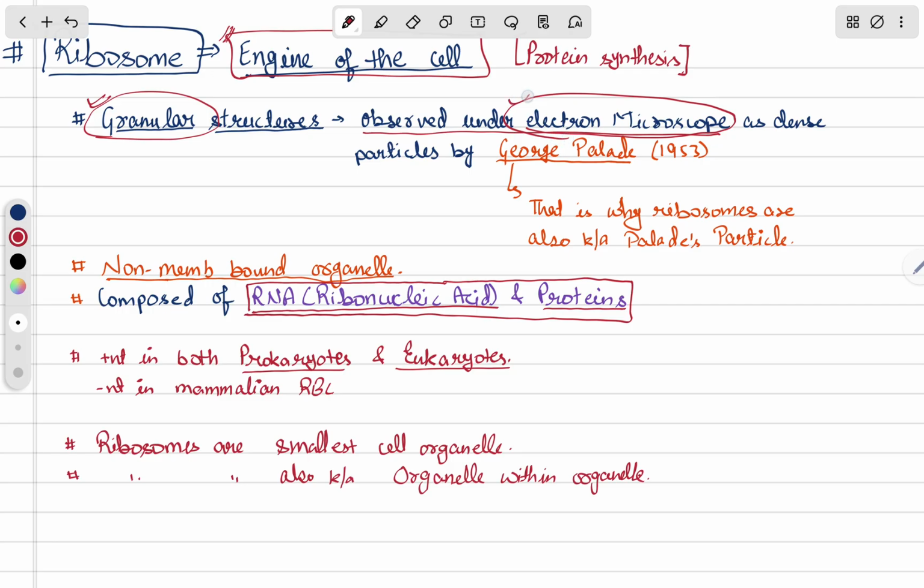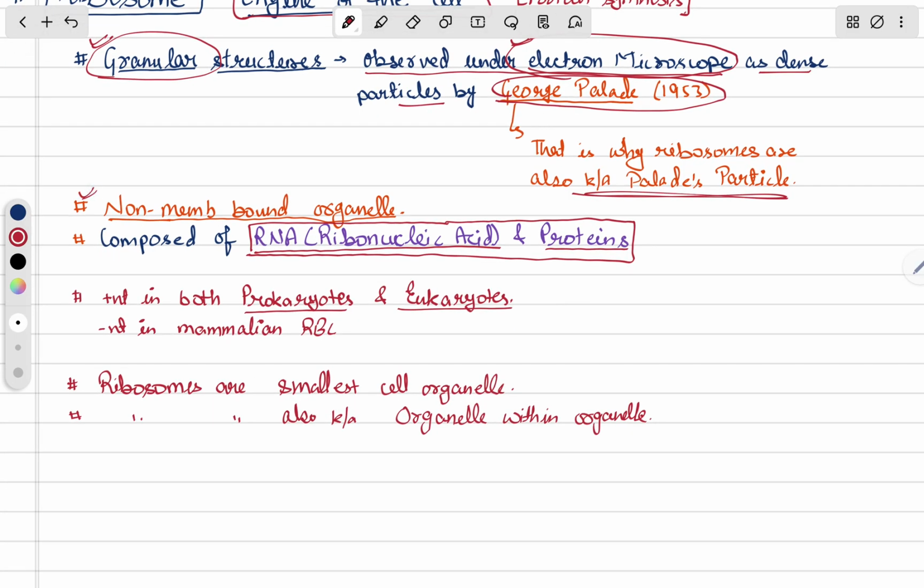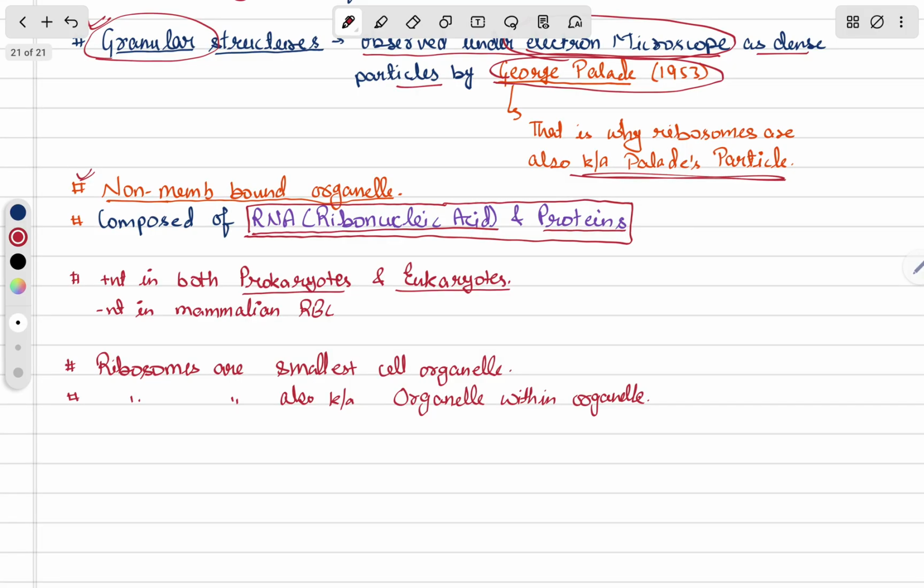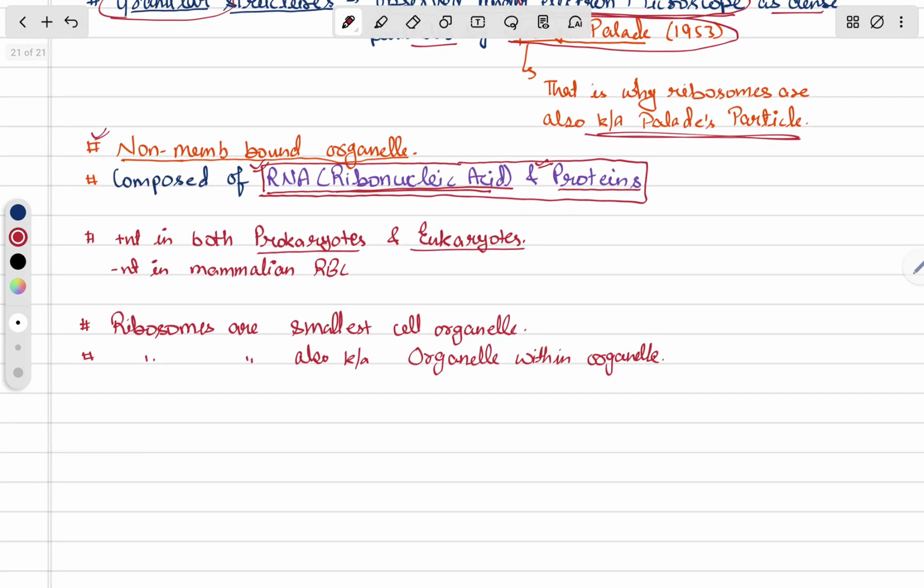They are observed under electron microscope as dense particles. These were first observed by George Palade, hence they are also known as Palade's particles, right? It is a non-membrane bound organelle. Now, what are the components of ribosome? Components of ribosomes are RNA and protein. RNA means ribonucleic acid, and protein.